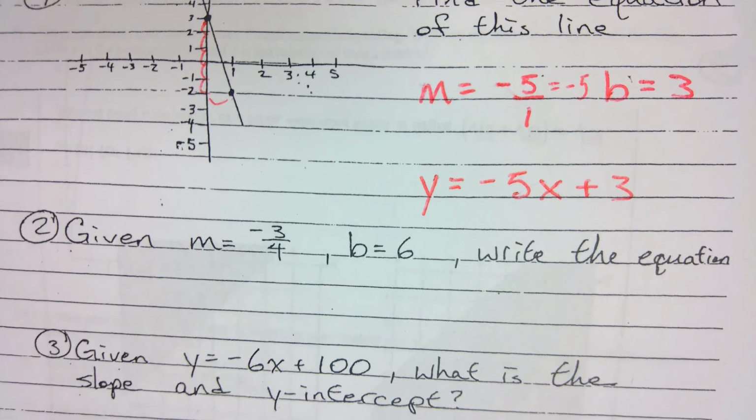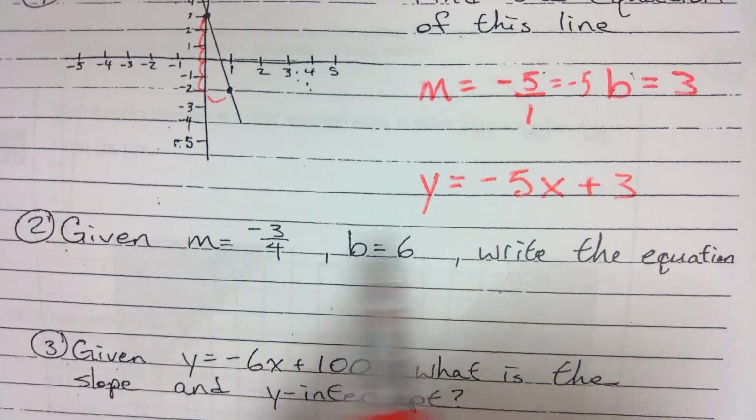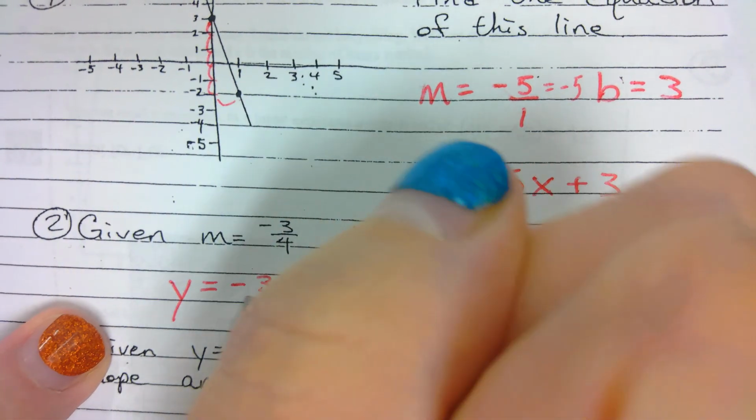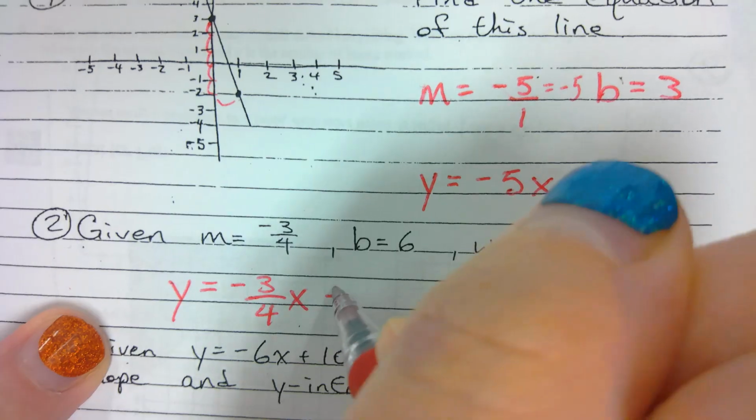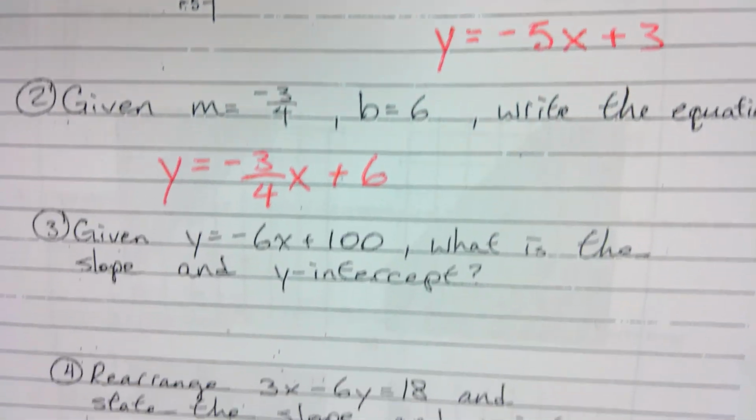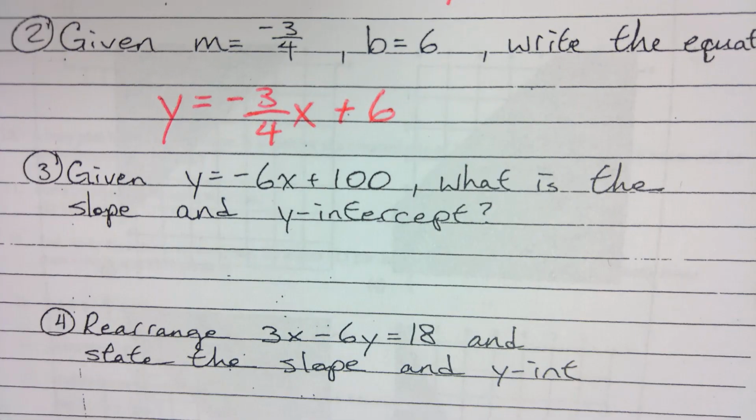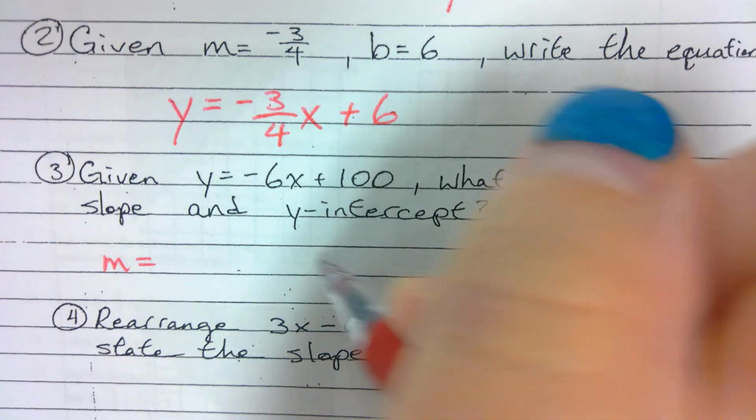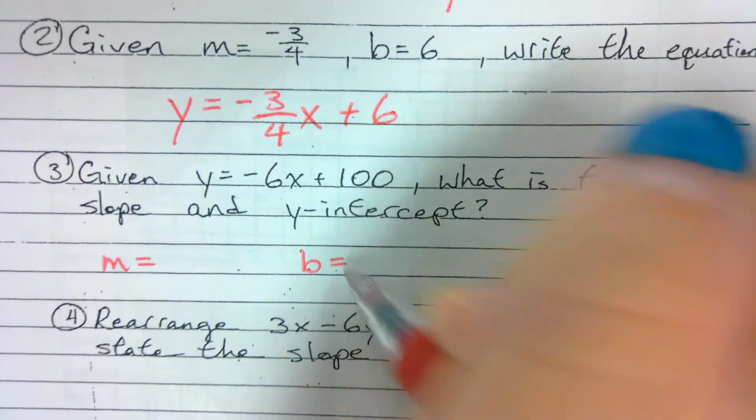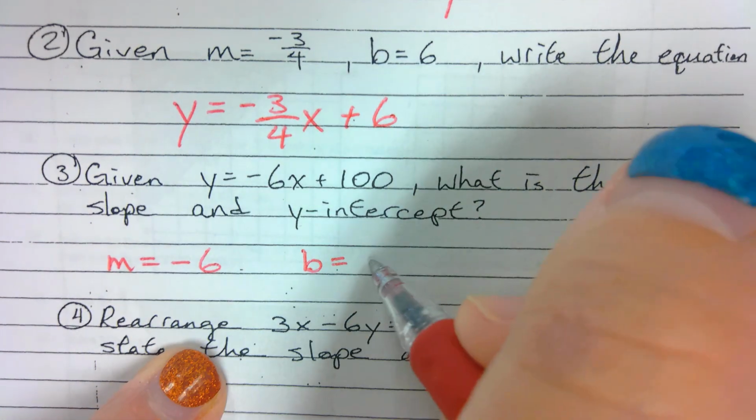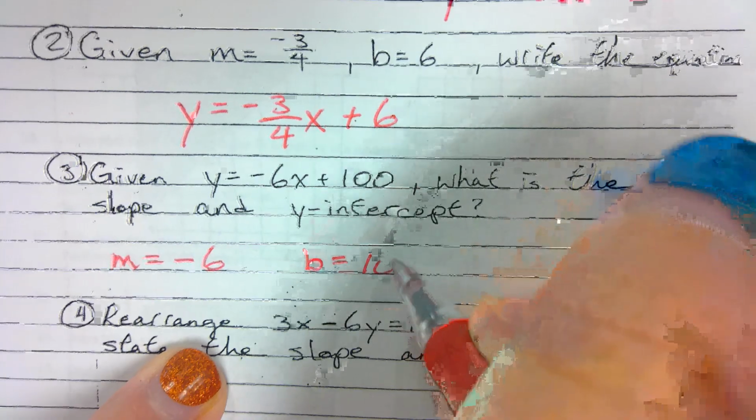And then here, given the slope and y-intercept, write the equation. So it's simply y equals negative 3 over 4x plus 6. And that is all, just replacing the m and b. So what about when you're given an equation? Can you tell me what is m and what is b then? Ethan? The m will equal negative 6 and b is... Good.